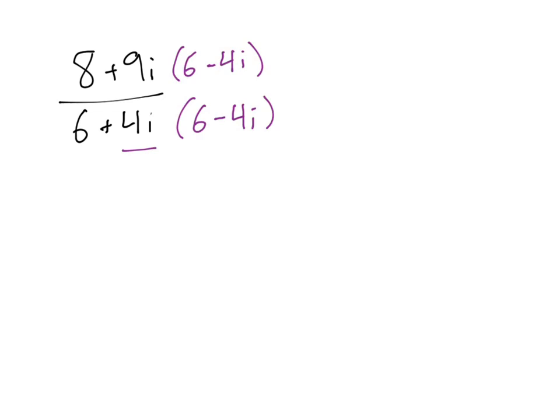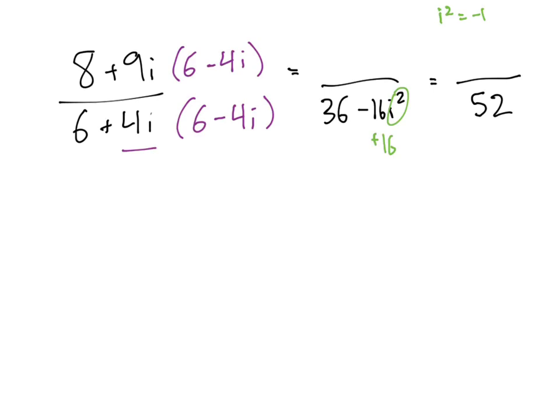In the denominator, 6 times 6 is 36. 4i times negative 4i is negative 16i squared. Of course, i squared is negative 1. So this is the same as plus 16. And 36 plus 16 gives us 52. We'll do the numerator down here so that we've got some more space to work.